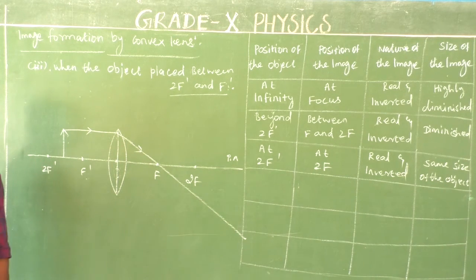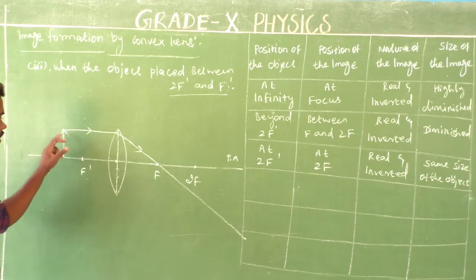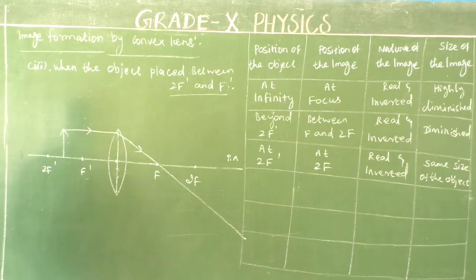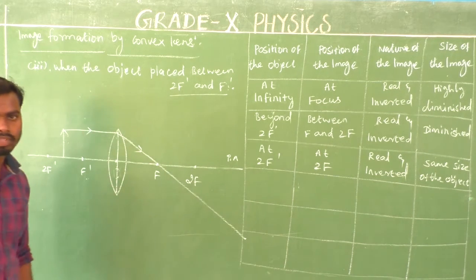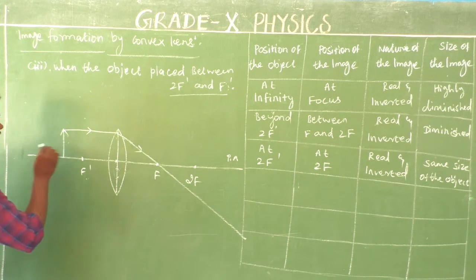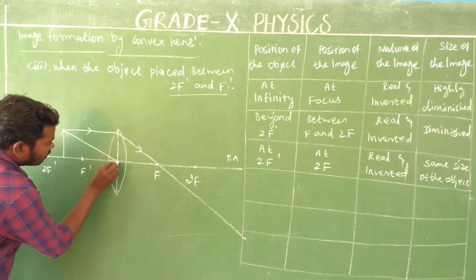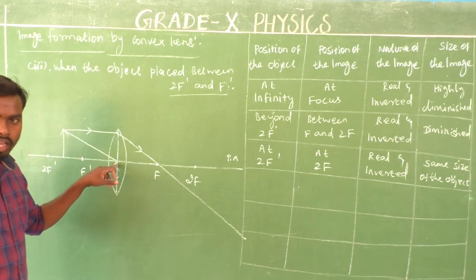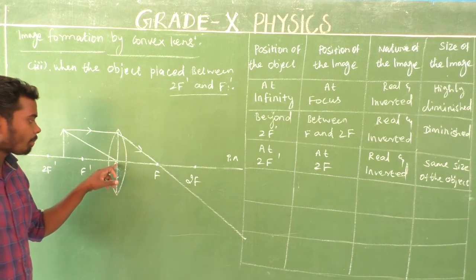Next, consider a second ray. What can we choose, the focus or the optical center? We can choose the optical center, because it will be easy for you. That is the reason why. Now consider a ray of light coming from an object placed between 2F' and F'. That ray of light falls on the optical center, which means the center point of the convex lens.